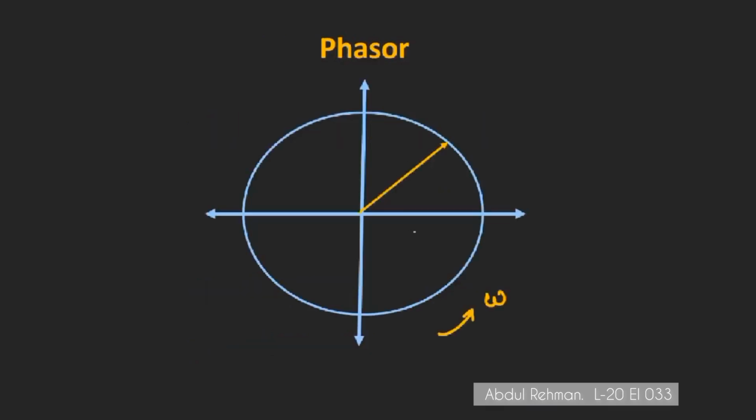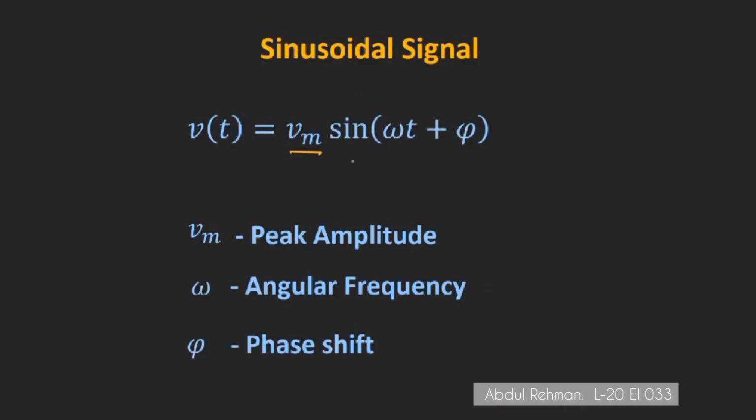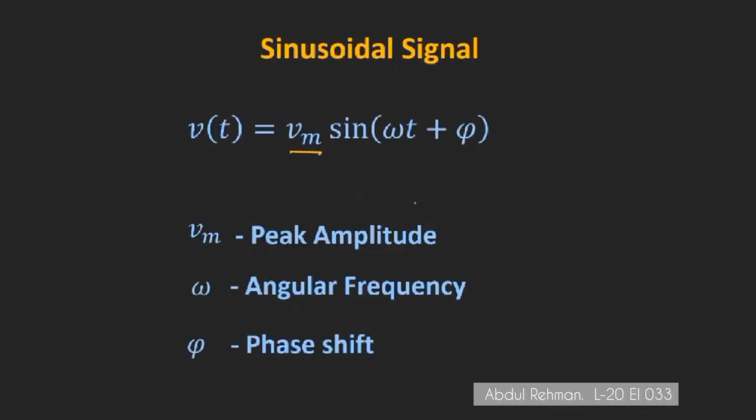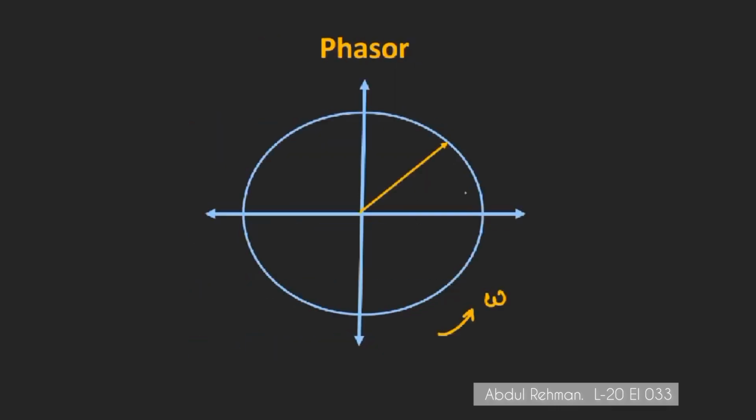This phasor is nothing but a vector which rotates around its origin at a constant speed of omega radian per second in the anticlockwise direction. The length of this vector represents the maximum amplitude of the sinusoidal signal, and its angular velocity represents the angular frequency of the signal.